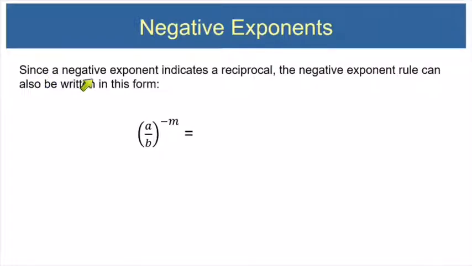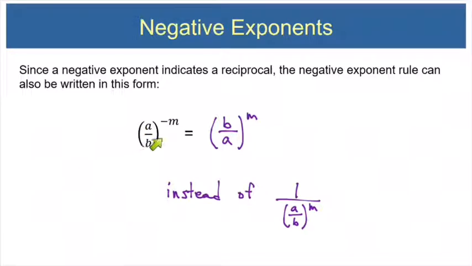Now, because a negative exponent indicates a reciprocal, we can write the negative exponent rule this way instead of the way I showed you before. If we have a fraction, a over b, raised to a negative power, we can make that power positive by simply doing a reciprocal on the base. So a over b to the negative m is going to be equal to b over a to the positive m. So you see we kind of used up the negative exponent, so to speak, by flipping the fraction over. So that's how the reciprocal is accomplished.